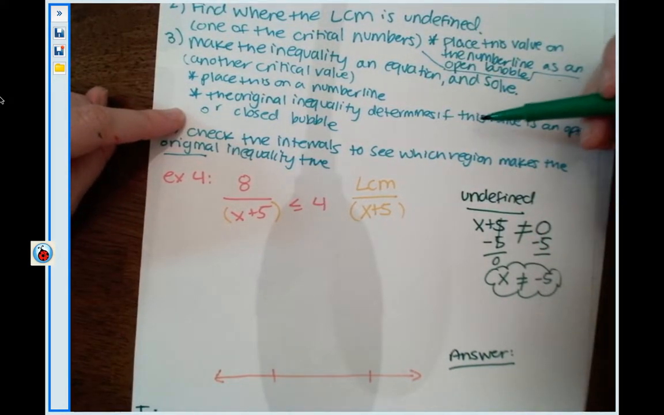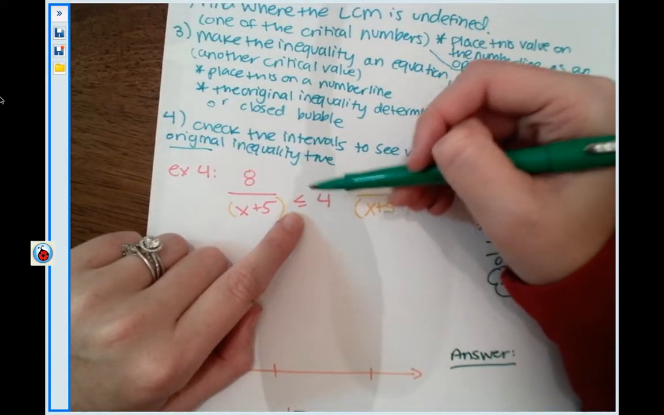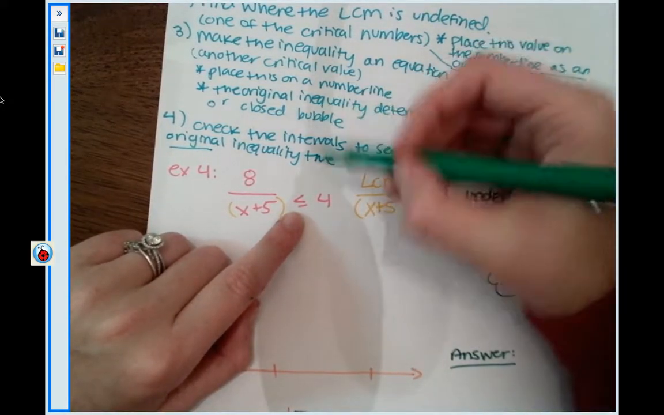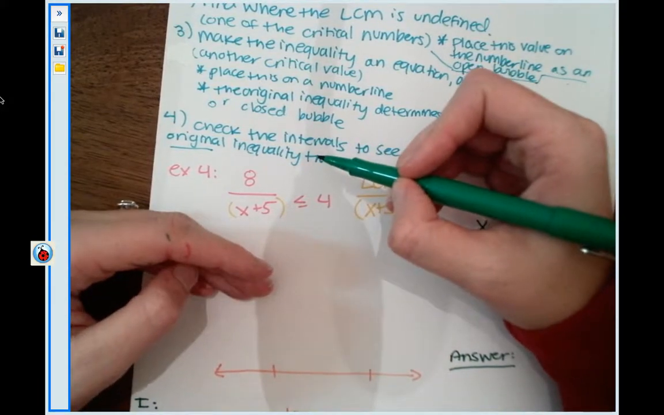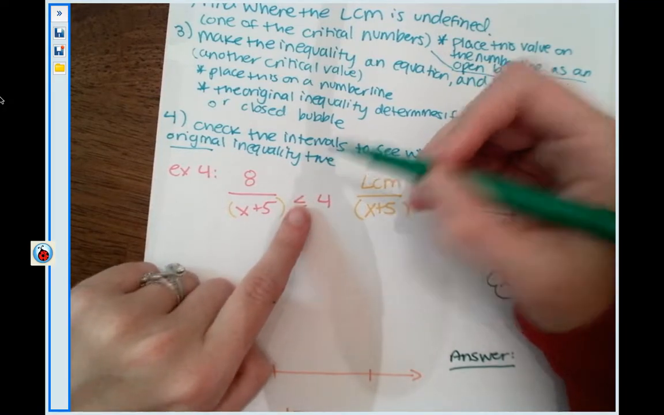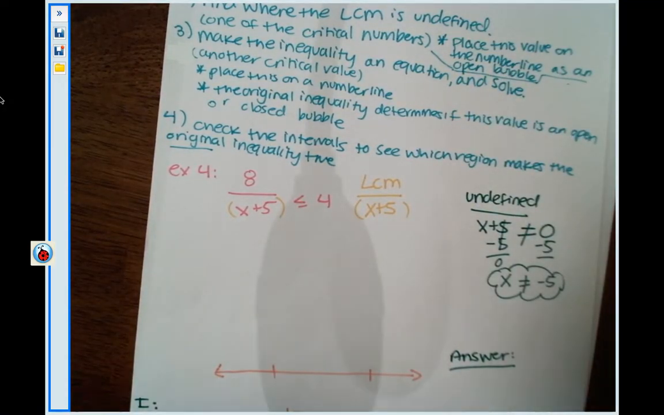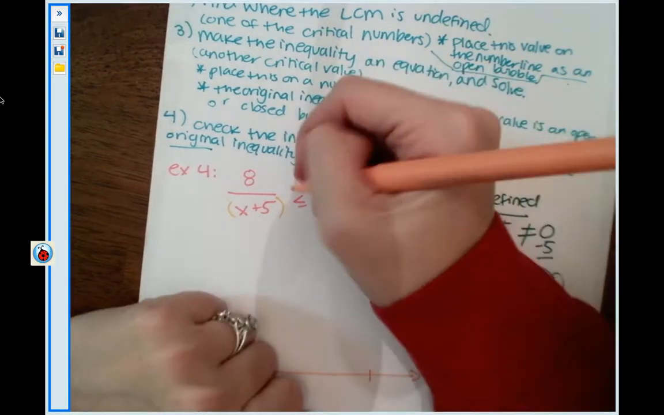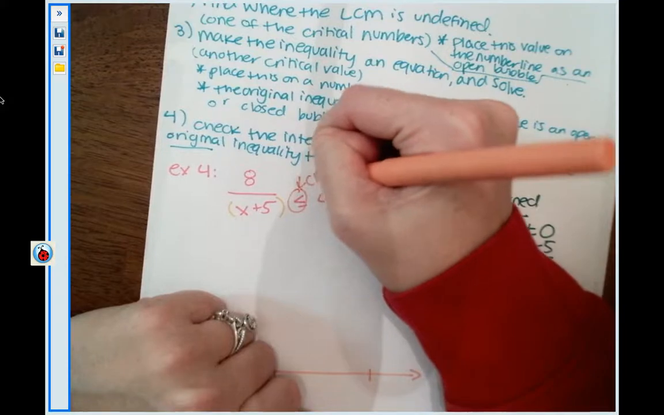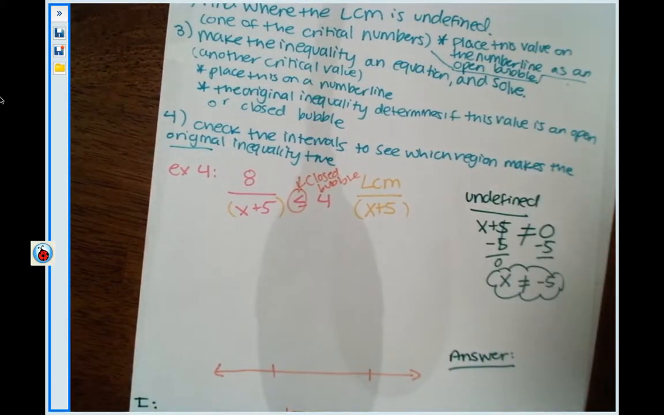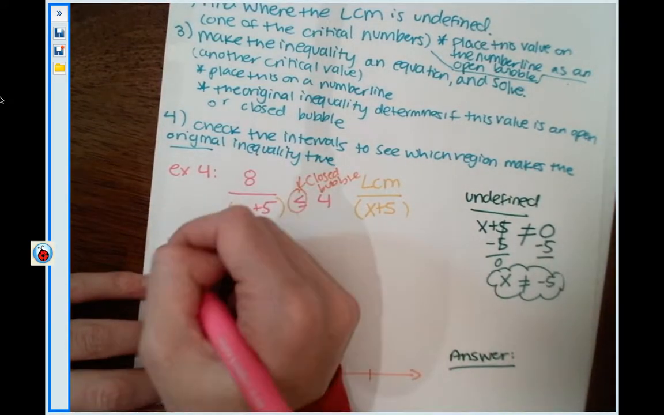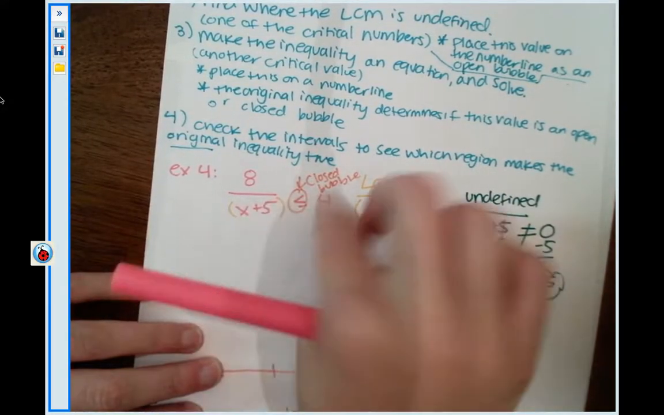This one depends on our original symbol, whether it's an open or closed bubble. If this were not an equal to symbol, since it can't equal it, it would be an open bubble. But since this is an equal to symbol, my second critical value is going to be a closed bubble. I'll keep that in mind as I'm solving. Okay, guys, let's go. I'm going to turn this into an equal sign and just pretend that it's an equation for right now.